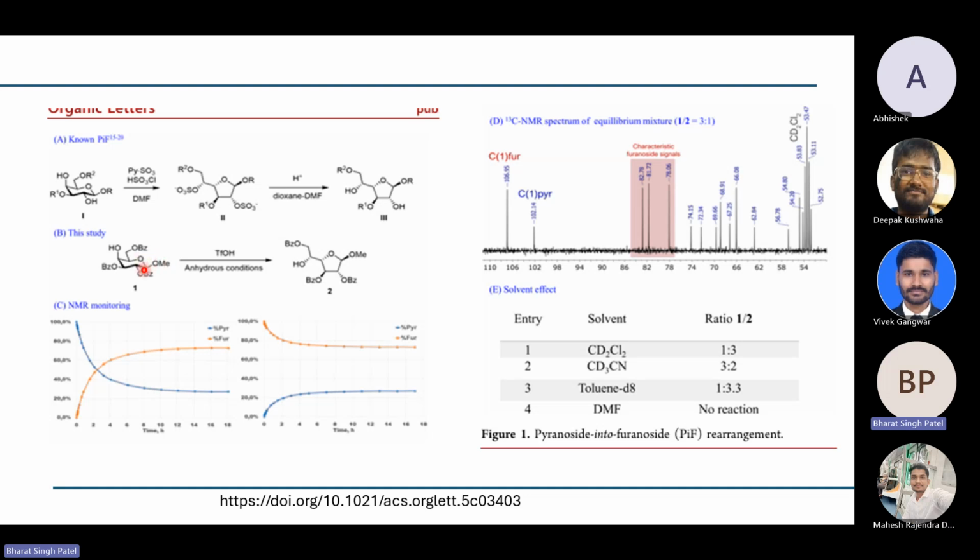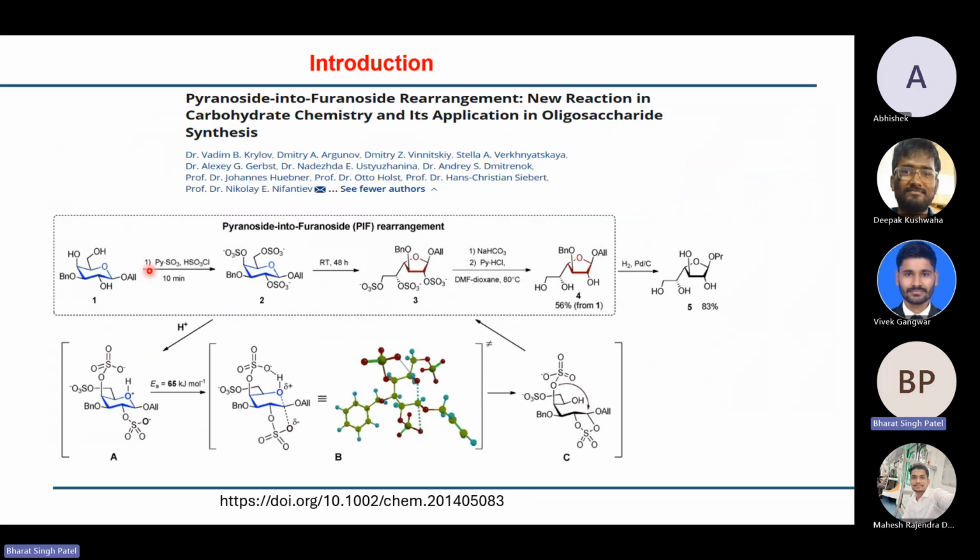Once this bond is breaking, C4 is free, and this C4 interacts with C1, and the C2 group also stabilizes whatever intermediate is forming. So there is an interaction between C1, C2, and the C4 group. That's why this protonation is helping the furanoside conversion.